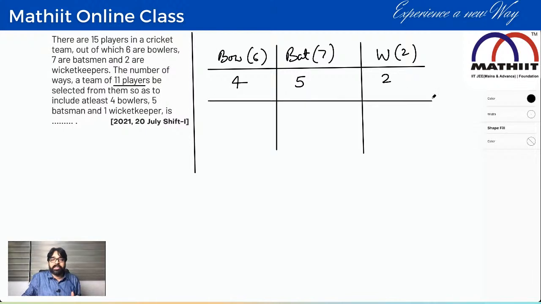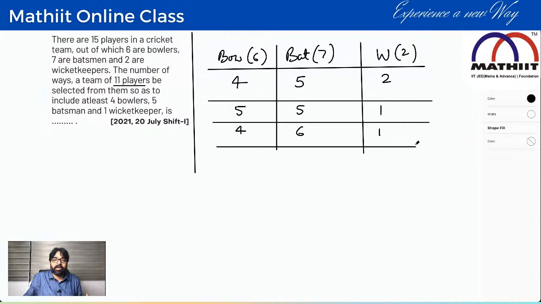Now I will keep changing this data. Maybe five bowlers. Batsmen, anyhow minimum five, so I'm taking five, and one wicket keeper. These are other possibilities. Maybe I can take six batsmen; minimum is five. Alright, 11 over, the wicket keeper is gone, so this case is impossible. I cannot increase this, I can decrease. Let's say four bowlers, but four I already took. So this is six and this is one. No other possibility according to me.